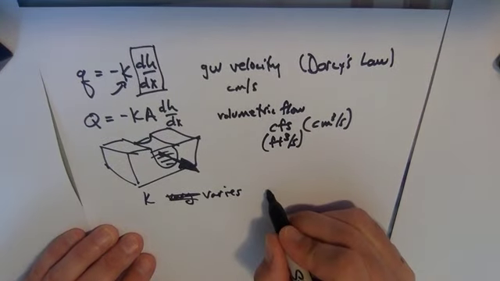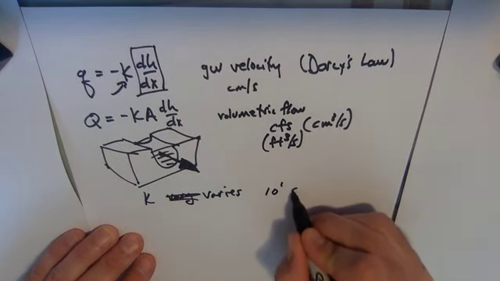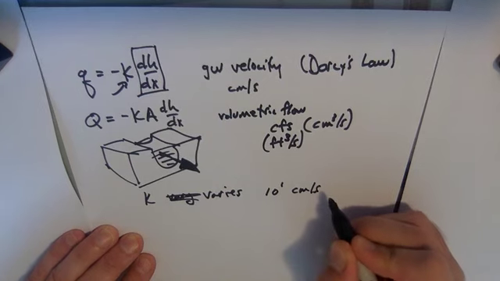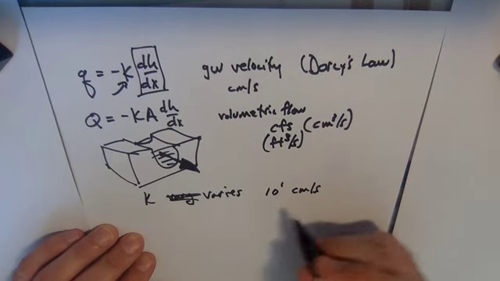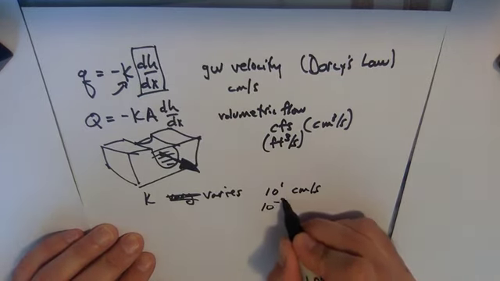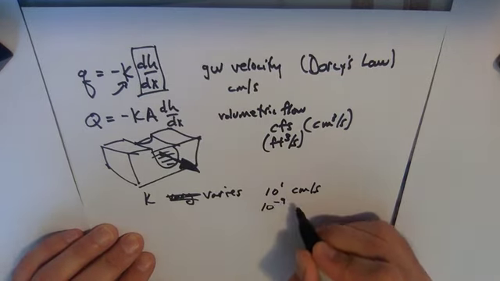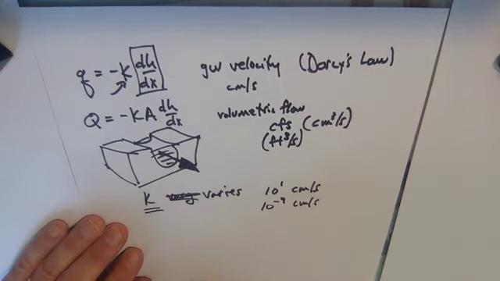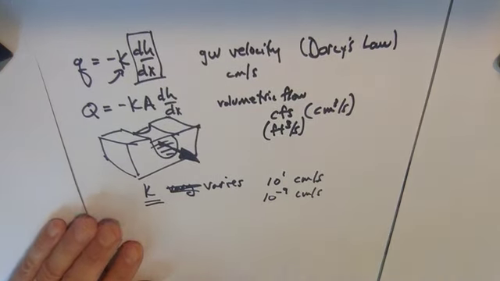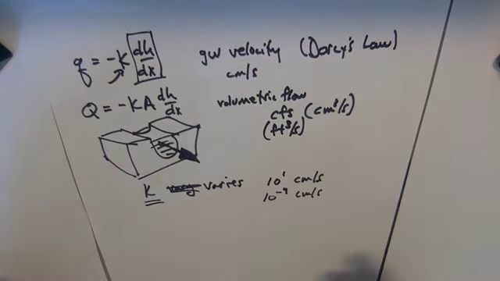Hydraulic conductivity can be as high as, say, 10 to the first centimeters per second for a coarse, well-sorted gravel, down to something like 10 to the minus 9 centimeters per second for a densely packed clay. So it's like a billion or 10 billion times difference, right? That's an enormous difference. So hydraulic conductivity is the big thing that really controls how fast groundwater can move. So understanding hydraulic conductivity is a very important part of the study of groundwater.